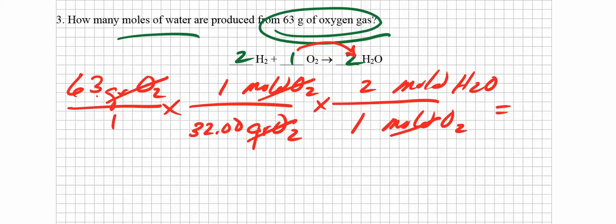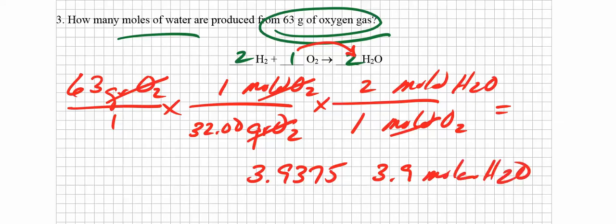So we'll get the calculator out and say 63 times 2, hit the equal button and divide by 32. And when I do that, I get this number, 3.9375. Let's talk about significant digits. I can only have 2 this time. The 3 will not kick this 9 up. So I'm simply going to say 3.9, and that's moles of H2O. And that'll do it for me for this third problem, okay? Let's go to number 4.